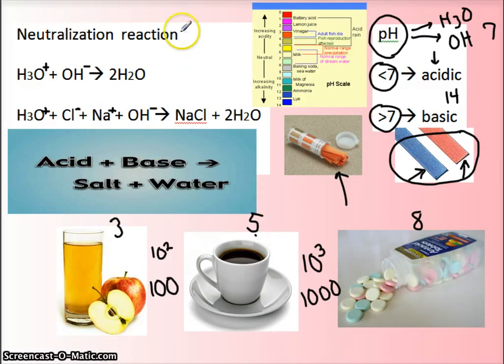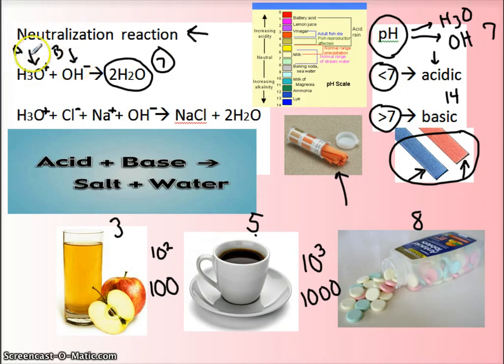Let's talk a little bit about neutralization reactions. Neutralization reactions are reactions between H3O and OH. And you can imagine what happens when you have H3O and you put OH with it. It's going to form water. So it basically takes something that is an acid and something that is a base and puts them together and makes something that is neutral, which would have a pH of 7.